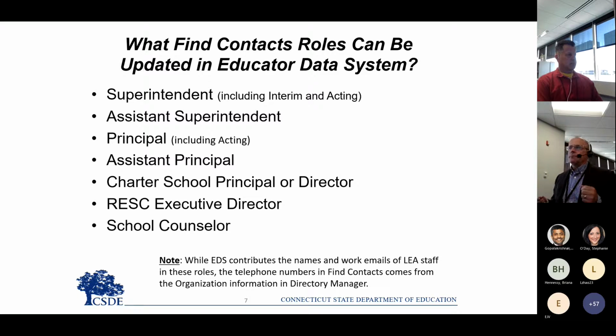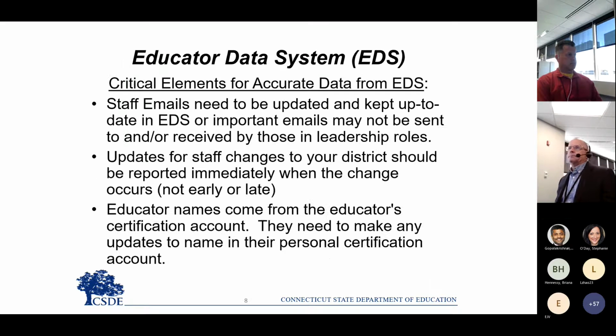Now, it's important to note, as Stephanie mentioned, that EDS gives us the names and work emails for the staff there. But if you get a telephone number for a superintendent, or even the name of the organization, that actually comes from Directory Manager. So that's just something to know. If your superintendent's phone number isn't their personal one, it's because it's the district phone number we have for them. So, next slide.